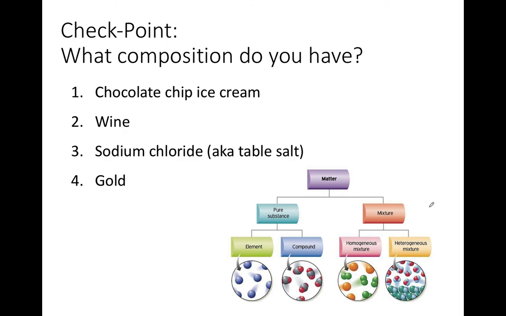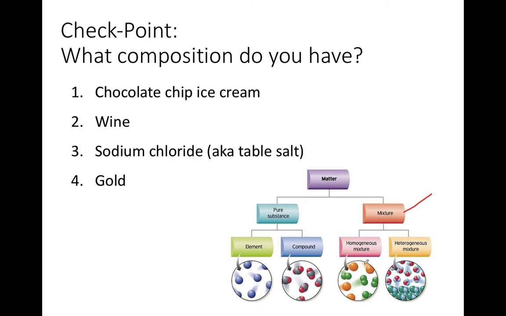If I have chocolate chip ice cream, is that best classified as an element, a compound, a homogeneous mixture, or a heterogeneous mixture? The first thing I would do is say, okay, well, I know it's a mixture because I know it has several different things in it. It has cream, it has chocolate chips, it has sugar, it has all of these different ingredients in it. So it is a mixture, it's not just one type of thing.